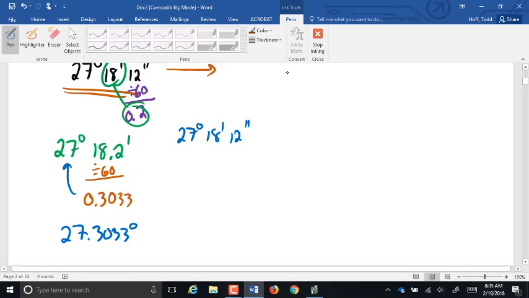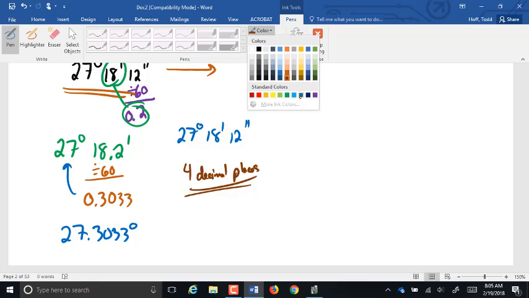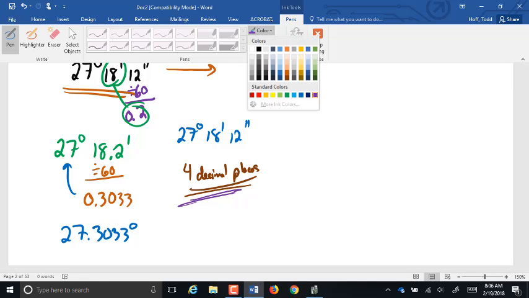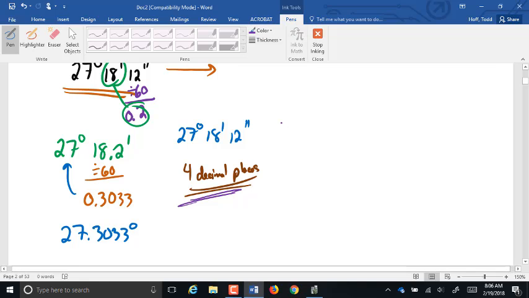Always go a minimum of 3 decimal places. I usually go 4 decimal places with these. The reason you go a minimum of 3 is so that if you're going the other direction, you have minimal round off errors. I said 4 is usually what I go as a standard. So the 27 degrees, 18 minutes, 12 seconds was 27.3033 degrees in decimal degrees.